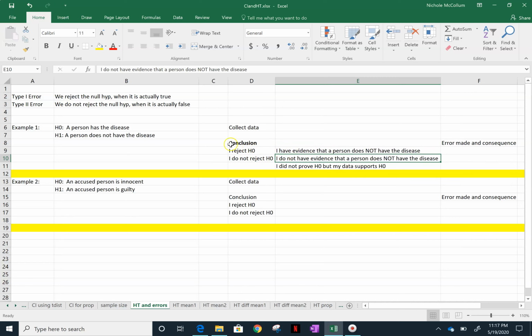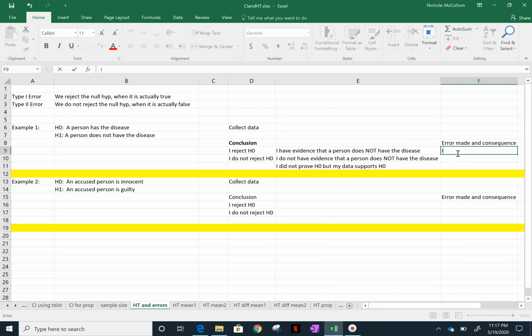And if they're wrong, we bring in what we call type 1 and type 2 error. So what is type 1 error? Well, type 1 error, we reject when it's actually true. Well, down here we rejected. So if we follow the stream, the error made would be a type 1 error, because if you look above, the type 1 error is when you reject, but it's actually true. Well, look at what we said here. Let's say you made the conclusion, I have evidence that a person doesn't have the disease. What could be the error? Well, they actually have it. The person actually has the disease.